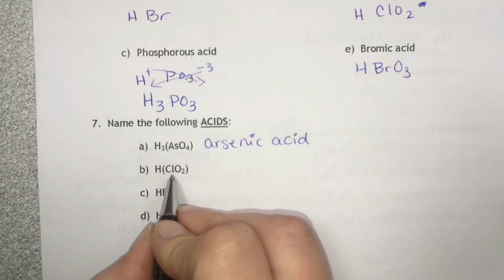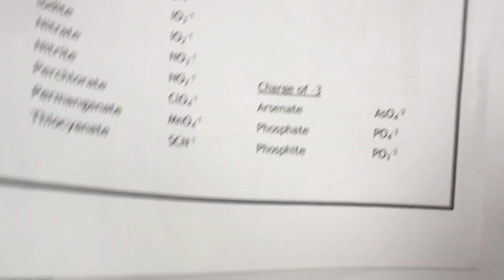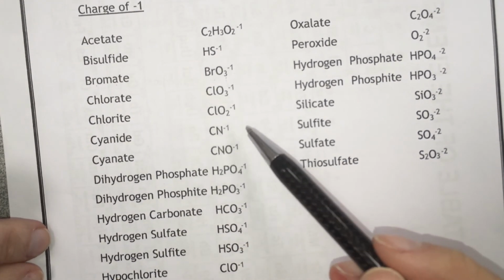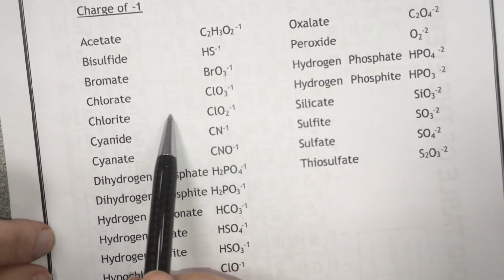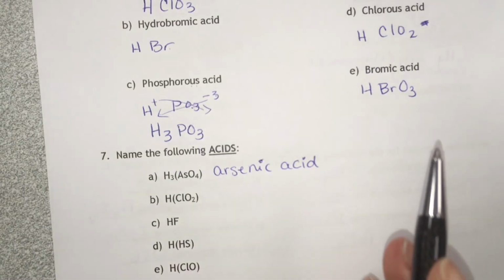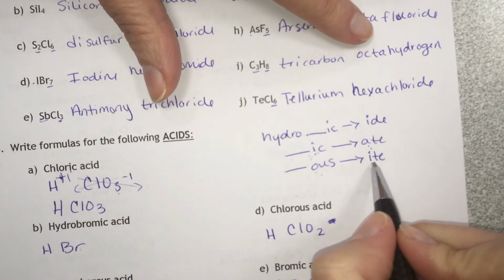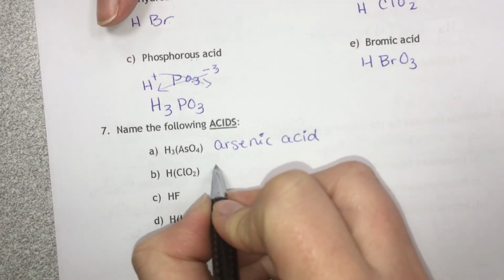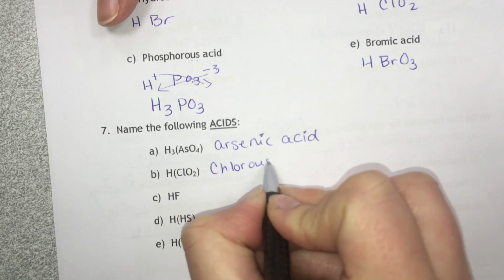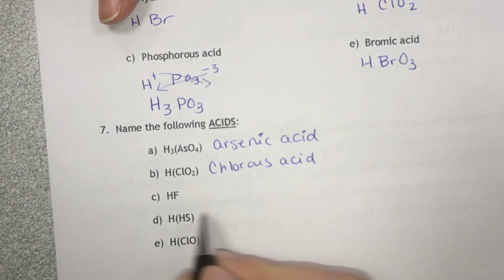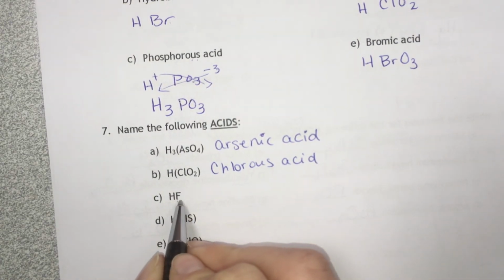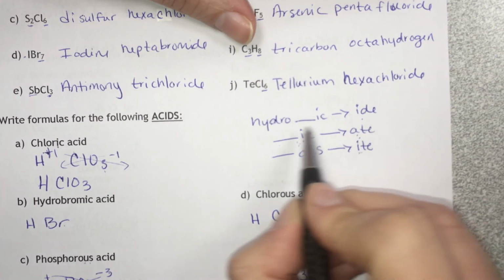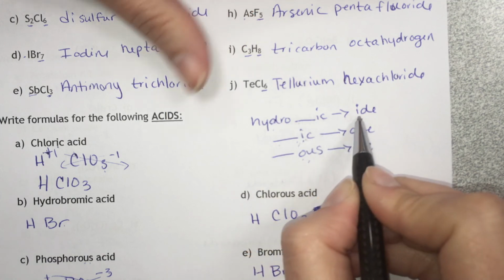Okay, now ClO2, so we need to find that one. You're probably staring at it. Here it is, okay? So that's chlorite, so we need to find ite. Now the ending needs to be changed to OUS, so chlorous acid. Okay, HF, the ending from the periodic table is ide. So if the ending was ide, that means it's hydrofluoric acid.